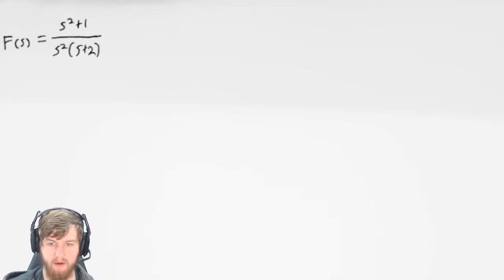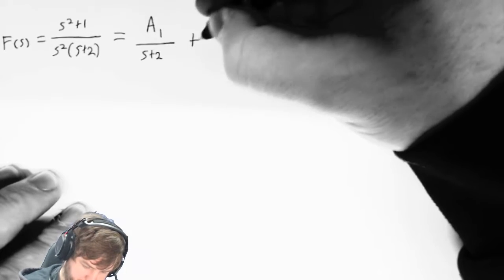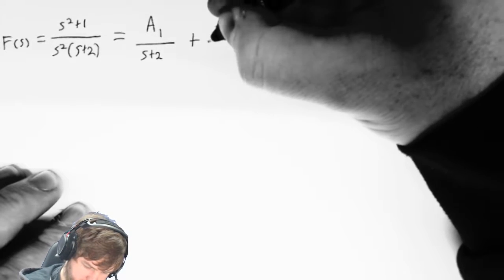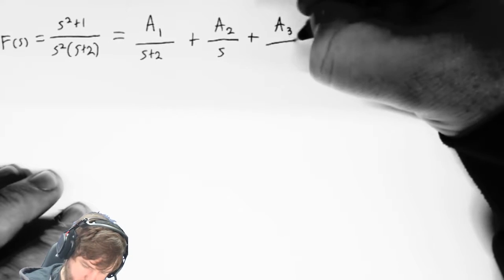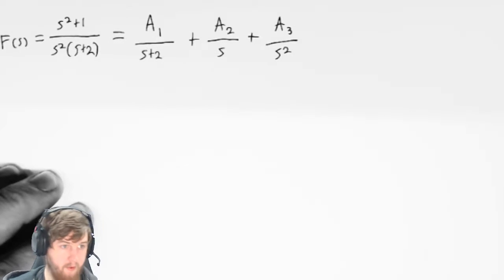So for number 1, it looks like we have real roots on the bottom, and it looks like that they are repeating. So this is going to be a real repeating root problem. So we can break up the fraction and put it in this form: a1 over s plus 2, plus a2 over s, plus a3 over s squared for that repeating root.